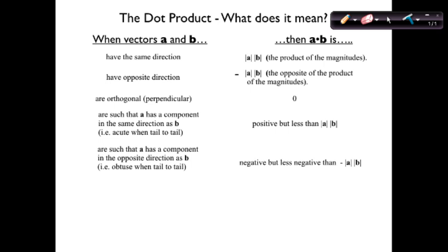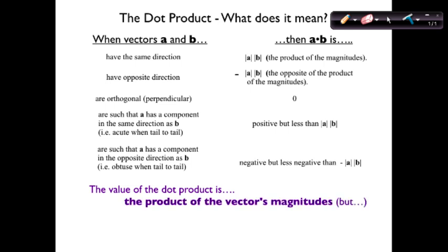Same direction. And when is it 0? It's like it's not at all the product of the magnitudes. Perpendicular. So this goes back to what someone said. The number is telling us how much they're in the same direction, right? So the value of the dot product is the product of the vectors' magnitudes. So that's what we want to think of it as.